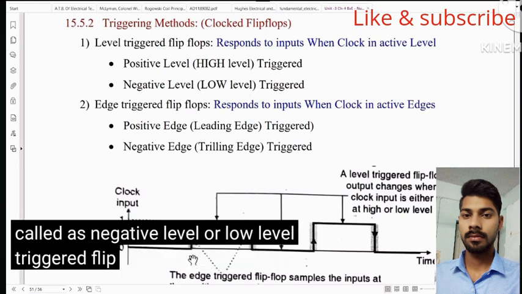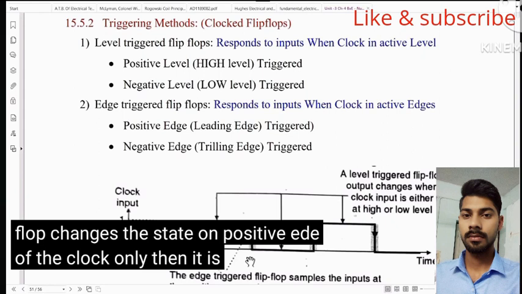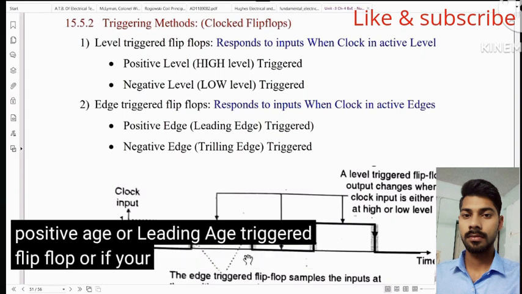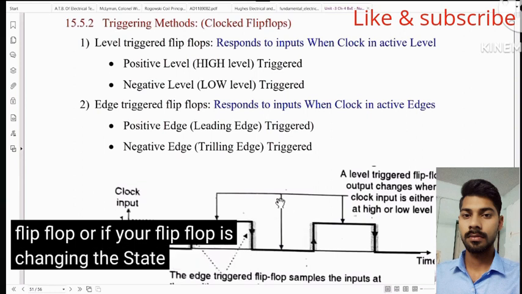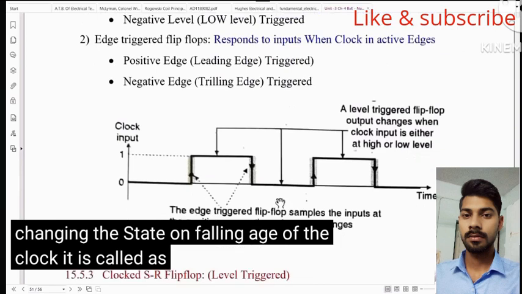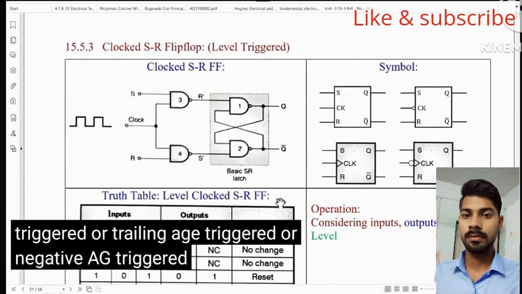Whenever the flip-flop changes the state during the low state of the clock, then it is called negative level or low level triggered flip-flop. Whereas if your flip-flop changes the state on the positive edge of the clock only, then it is called positive edge or leading edge triggered flip-flop. Or if your flip-flop is changing the state on the falling edge of the clock, it is called falling edge triggered or trailing edge triggered or negative edge triggered flip-flop.